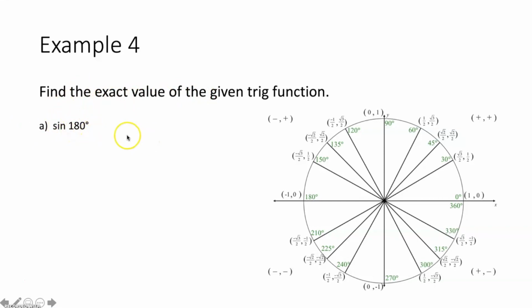So rather than create a right triangle, we just go to 180 degrees on the unit circle. And remember, sine of that angle is just equal to the y-coordinate of that point on the unit circle, which is going to be 0 in this case. So sine of 180 degrees is 0, and you're done. Look how easy that is.